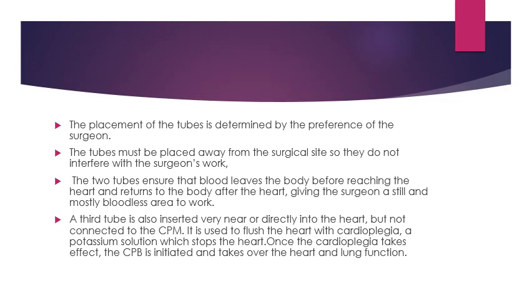A third tube is also inserted very near or directly into the heart, but not connected to the CPB. It is used to flush the heart with something called cardioplegia. Now, let us see what cardioplegia is. It is a potassium solution which stops the heart from functioning. Once the cardioplegia takes effect, the CPB is initiated and takes over the heart and lung function.